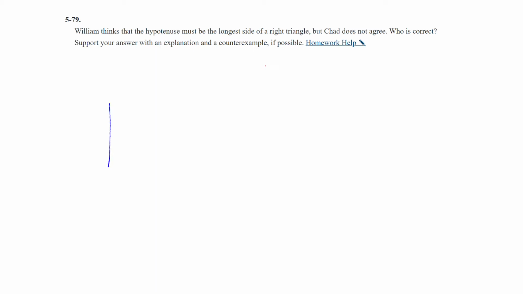To show that, this is 90 degrees, and so the other two angles, no matter what they are, have to be less than 90 degrees, because they have to add up to 90. Therefore the hypotenuse will always be across from the larger angle, and so no matter what right triangle, the hypotenuse is always going to be the longest side. So William is correct.